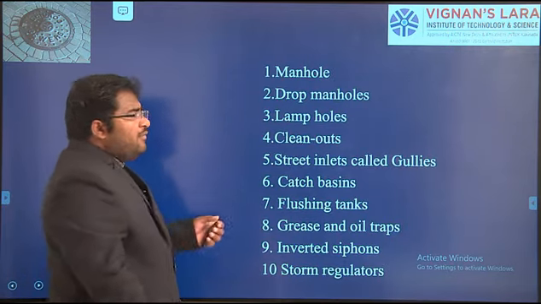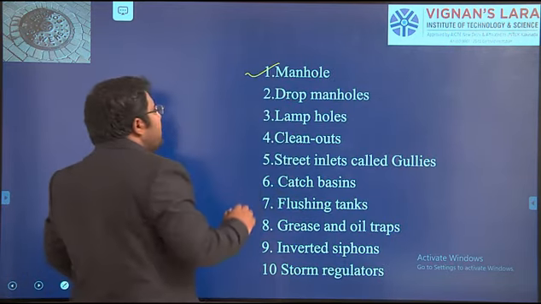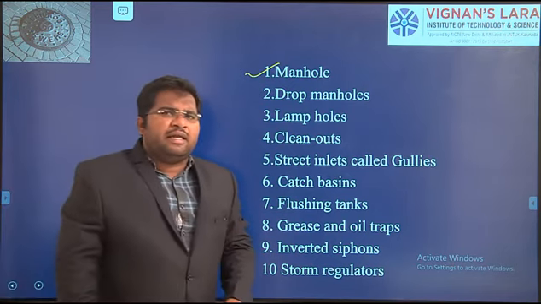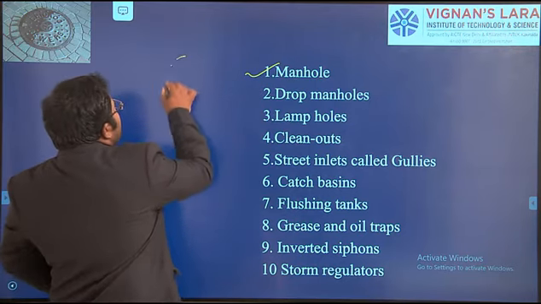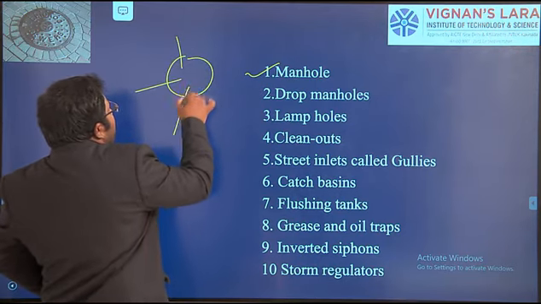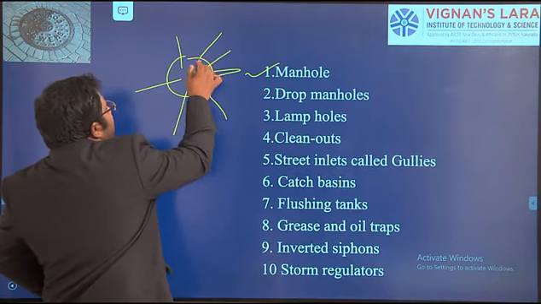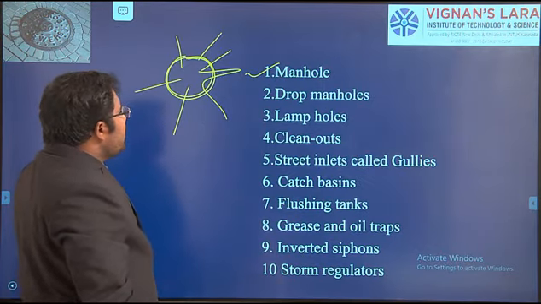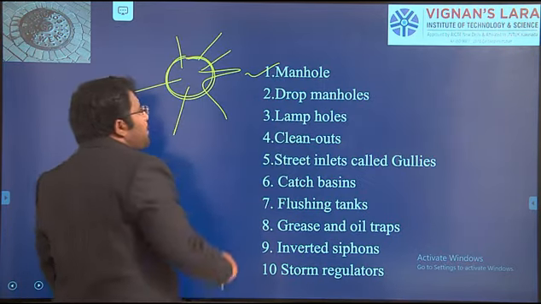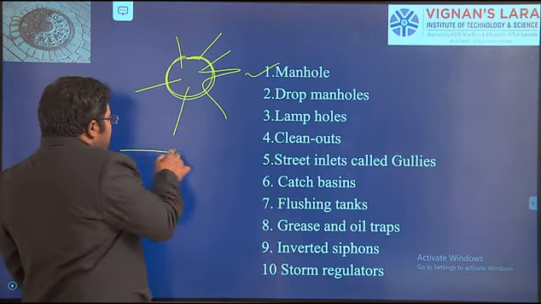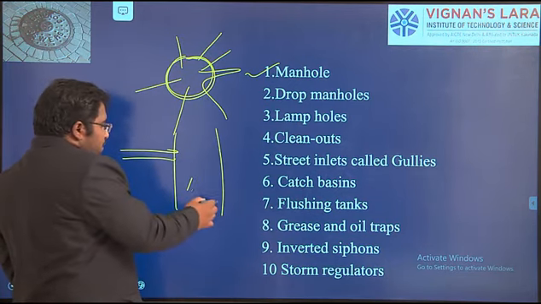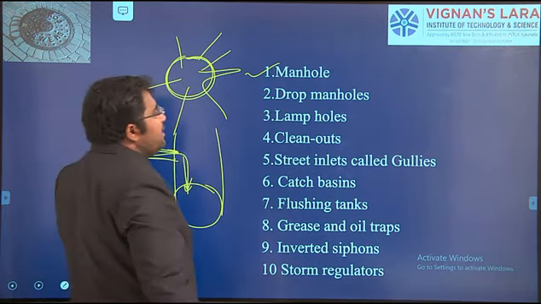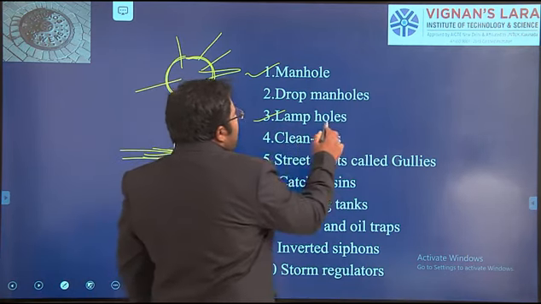These are mainly, the first thing, the manhole. A manhole will be provided whenever two sewer pipelines, or two or more, are meeting at a point. The next thing is the drop manhole. Drop manhole means, whenever you are joining a house sewer to a main sewer and the level difference is large, there we will provide a drop manhole. Then we have a third one called the lamp hole.